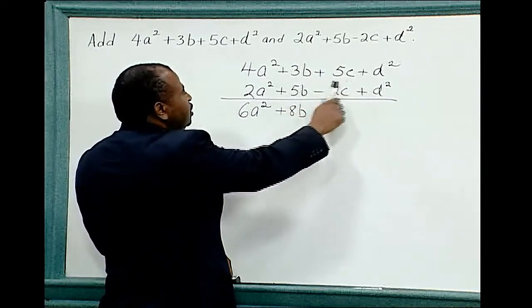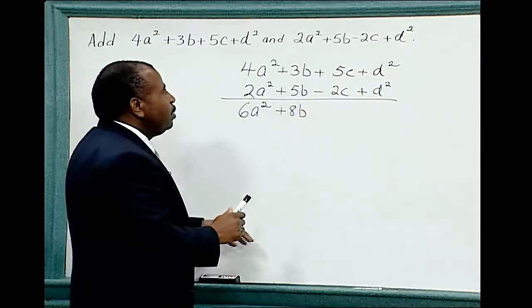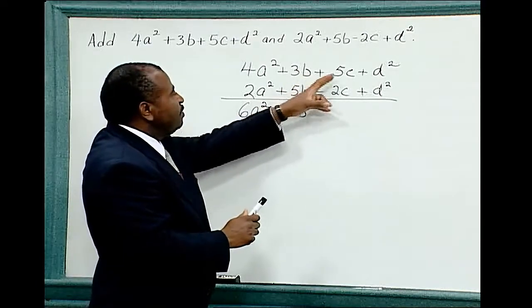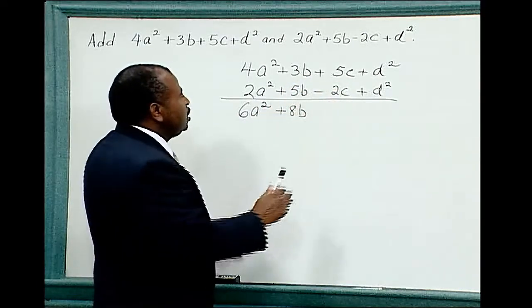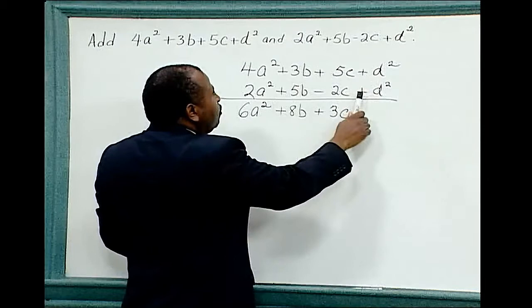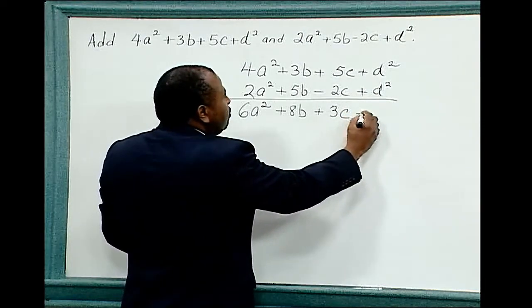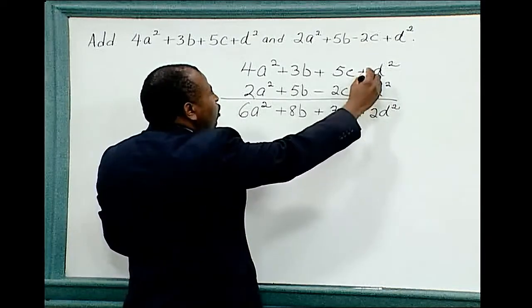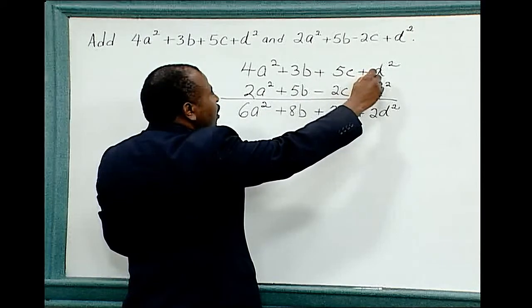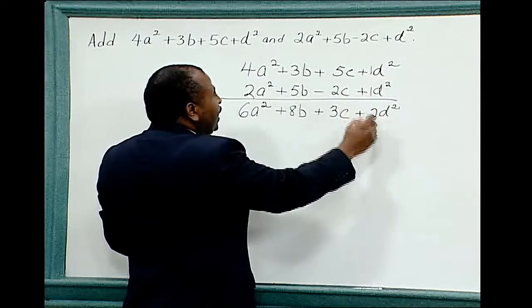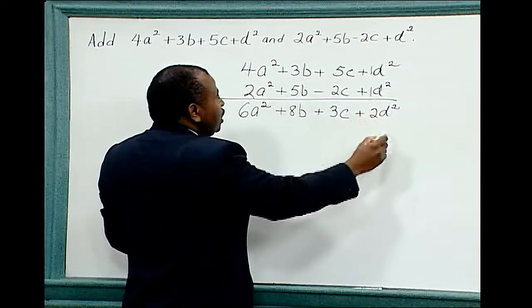A positive 5c plus a negative 2c. Remember, in addition, when the signs are different, you subtract. A positive 5c plus a negative 2c is equal to a positive 3c. A positive d to the second power plus a positive d to the second power is equal to a positive 2d to the second power. And again, remember, when you do not have a number in front of the letter, it is understood that the number is 1. Therefore, a positive 1d plus a positive 1d, again, is a positive 2d to the second power.